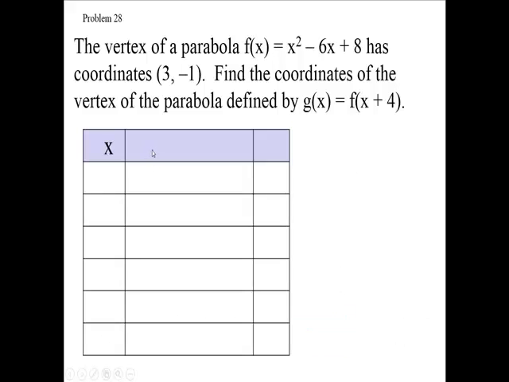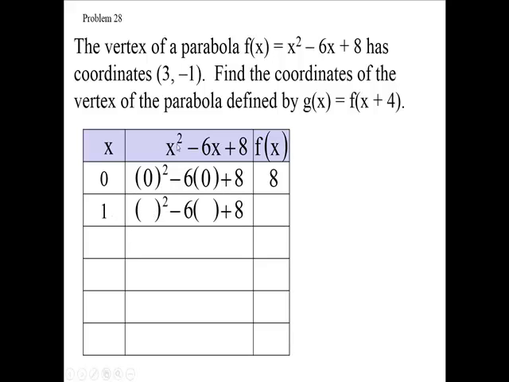So let's do our x and our f of x. Let x be 0. In place of x, plug in a 0 here and here. This all zeroes out, doesn't it? 0 squared is 0. 6 times 0 is 0. We end up with 8. Now plug in a 1. Take my x squared and put a 1 there. Take my 6x, put a 1 there. This is 1. This is minus 6. That gives me minus 5. What's 1 minus 6? Minus 5. Minus 5 plus 8, 3.